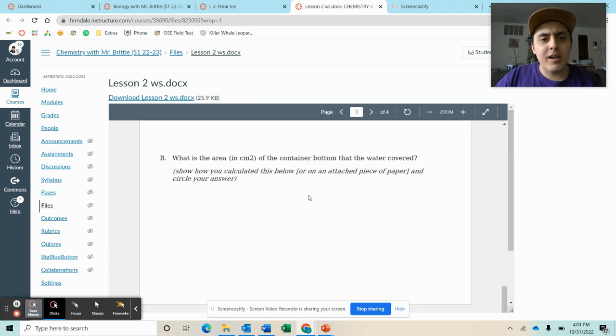B, what is the area of the container of the bottom? This one, I believe our containers, I think we said they were 11 centimeters by 11 centimeters. So you're going to take that whole area, but remember, half of it was covered by the styrofoam. So whatever you find that area to be, you have to take half of that because the other half was the styrofoam.